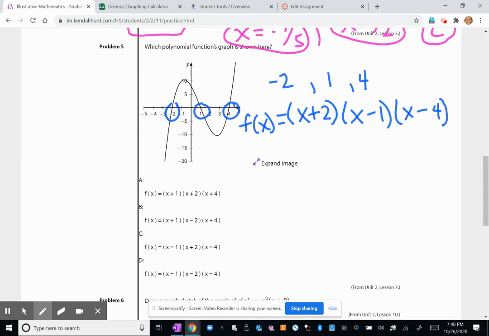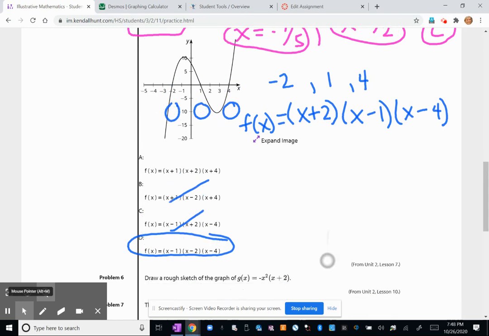So looking at the answer choices, this has +1, +2, +4, that's not it. +1, -2, +4, that's not it. Didn't reverse the signs between the zeros and the factors. I believe the next one is the correct answer, -1, +2, and -4. Okay, so it's answer choice C.